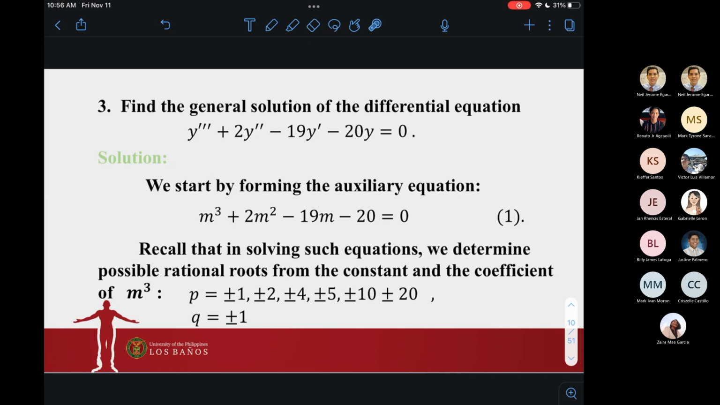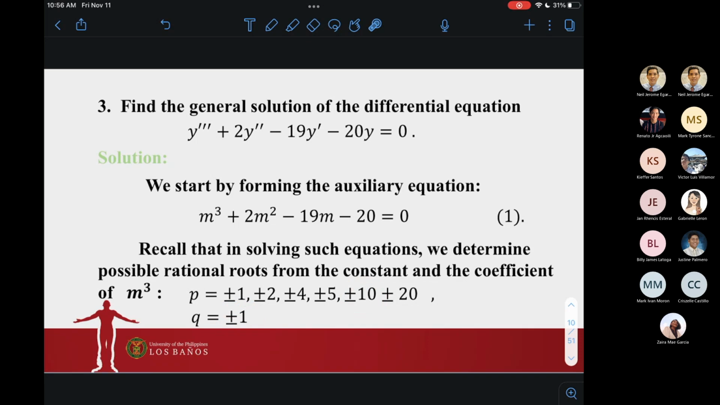But again, they are only candidates. We don't know if there are rational roots at all. Pero if there is a rational root, sure tayo na isa siya sa mga P over Q where P and Q have these possible values. So meron tayong ilan? 1, 2, 3, 4, 5, 6. Meron tayong 12 candidates para maging rational roots. 20 over 1, negative 20 over 1, 10 over 1, negative 10 over 1, and so on. So yun yung mga candidates.